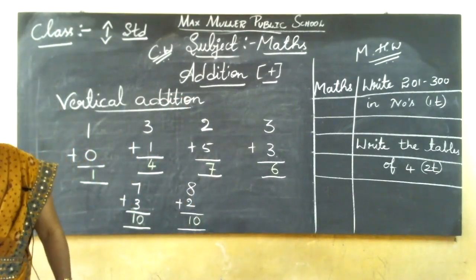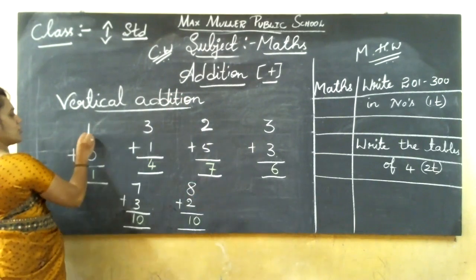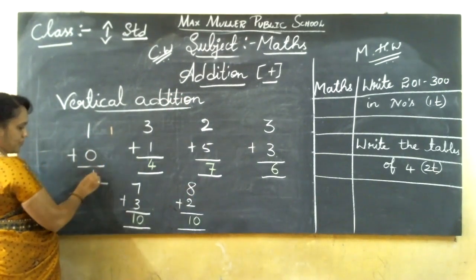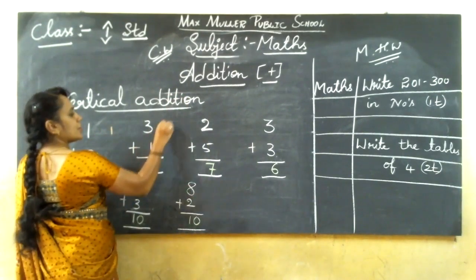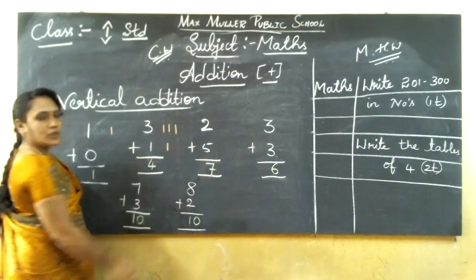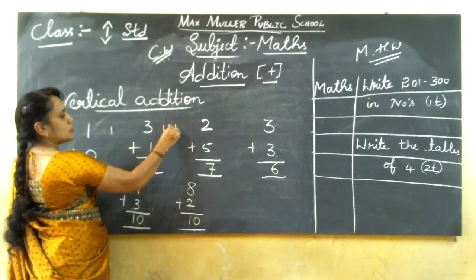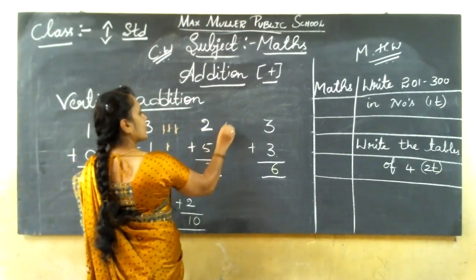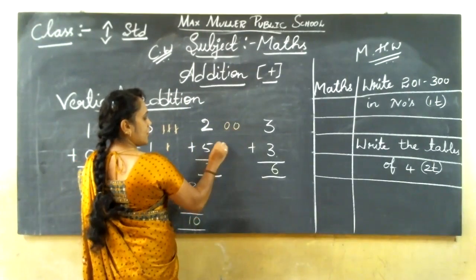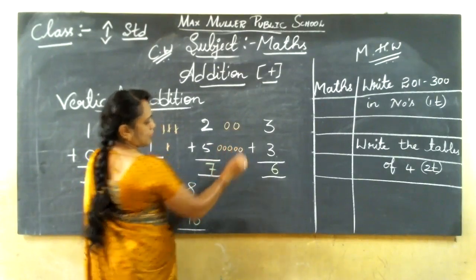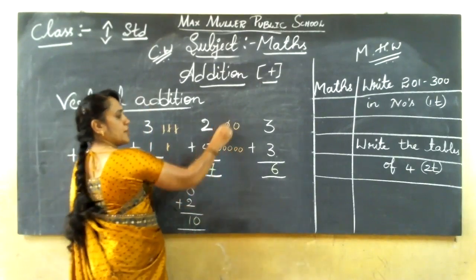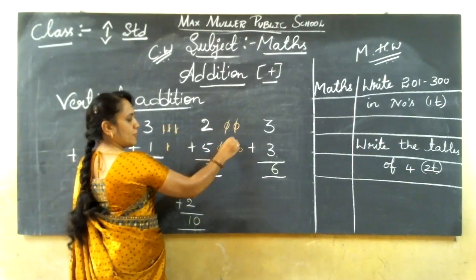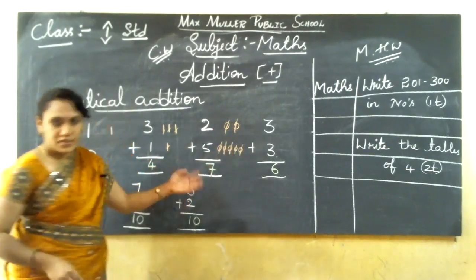Otherwise, you can draw the lines. Only 1 is there. 1 plus 0 is 1 only. Then here 3, here 1. Count now: 1, 2, 3, 4. That method also you can write. For 2, you can draw 2 circles. Here 5 is there. Anything you can draw and count it. Count now: 1, 2, 3, 4, 5, 6, 7. Like that also you can do.